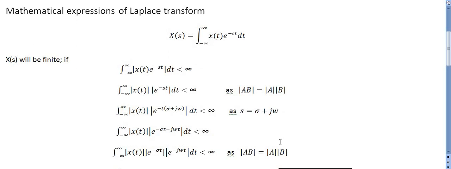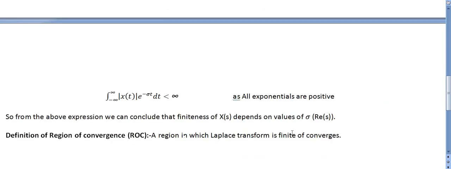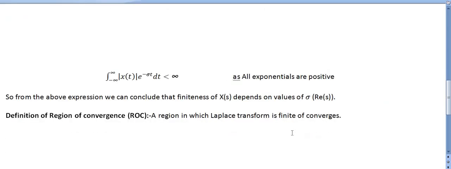So we started from the mathematical expression. We have seen that the mathematical expression of Laplace transform contains integration from minus infinity to infinity. To have this integration value less than infinity, only then will we get X(s) as finite. So we have solved this expression, and we have seen that it depends on the real values of s, and those real values of s are nothing but the region of convergence.